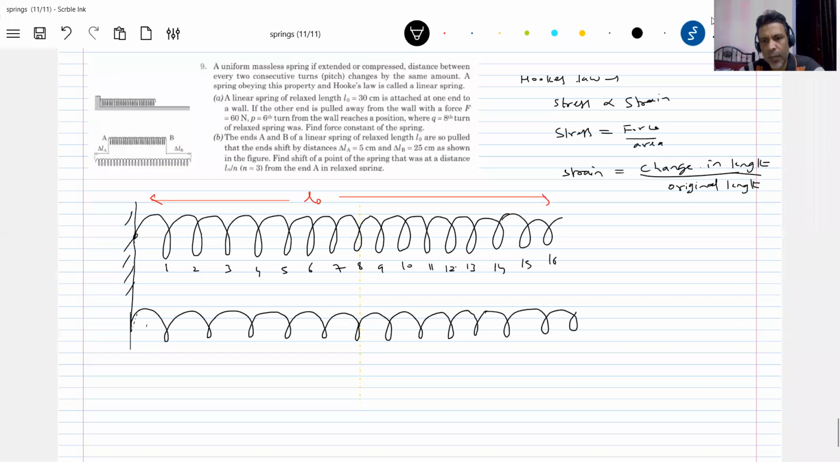So what is the state of the spring? It got elongated, no? It just shows more length, that's all. So this was the 1, 2, 3, 4, 5, 6. Look at the sixth turn. The sixth turn came to the position of the eighth turn, no? 1600 Newton per meter.